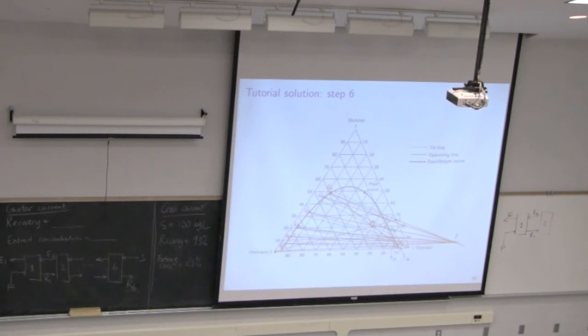Extract concentration in the counter current setup. Which stream is that referring to, or which combination of streams? Extracts. It's referring to E1. So the extract concentration is actually much easier to calculate for the counter current setup. We simply read off the concentration in E1.